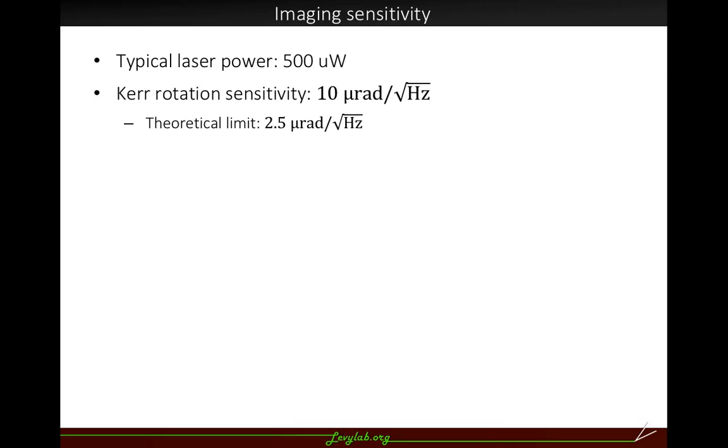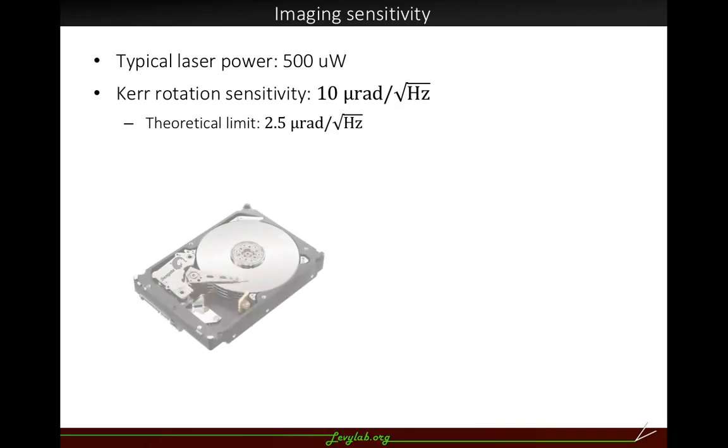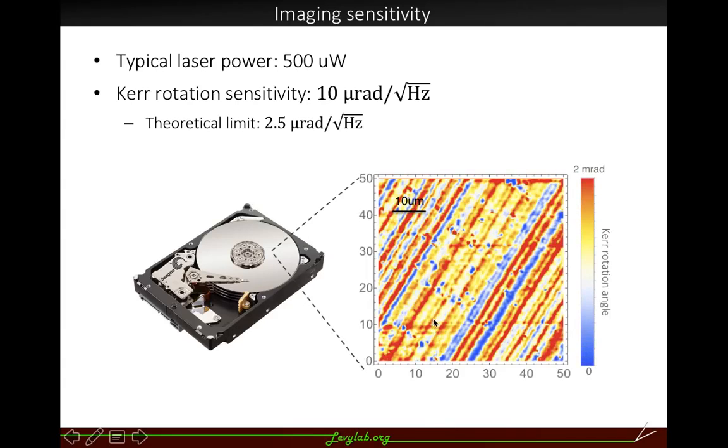The typical power of our laser is about 500 microwatts, and the Kerr rotation sensitivity of the setup is about 10 microradians per square root of hertz. This is in the same order of magnitude as the theoretical limit that we calculated. This is a test imaging. We got a piece of hard drive and imaged those strips of data with our Kerr setup. The range of the data is about 2 microradians.